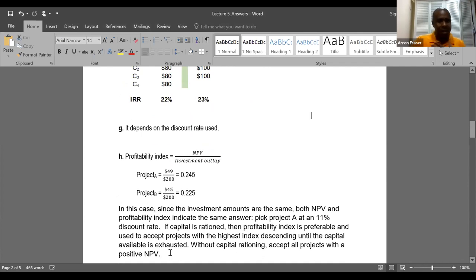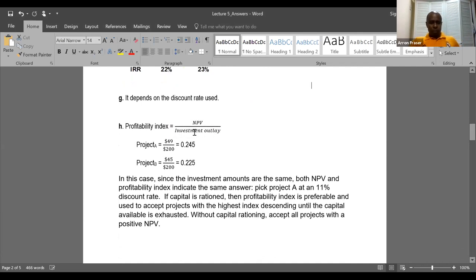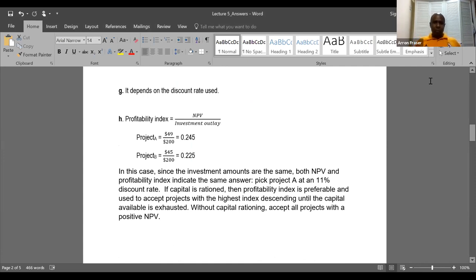Just a reminder, the profitability index is the net present value over the investment. For project A, applying the 11% discount rate as the question says, you'll have an NPV of 49 over 200. So the profitability index would be 0.245. And if you look at B, it will be 0.225. In this case, the investment amounts are the same, so both NPV and profitability index indicate the same answer.